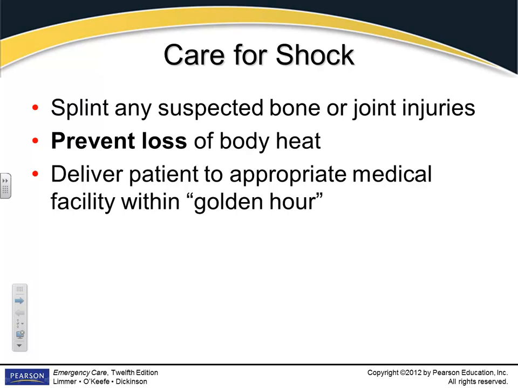There's something called the golden hour, which is nothing that's real scientific, but they find that patients have a better outcome if they've got a lot of blood loss. They have a better outcome the quicker they get to the emergency department, the quicker they get into surgery. Surgery is definitive care for blood loss. It's the only way they're going to be fixed. So the golden hour means from the time the injury occurs to the time they're in surgery. 60 minutes or less is going to give your patient the best chance of survival.